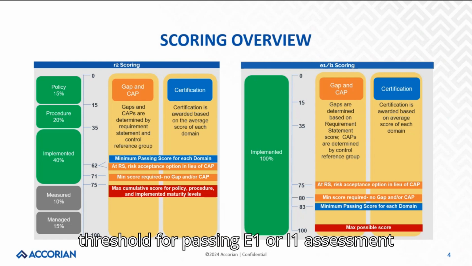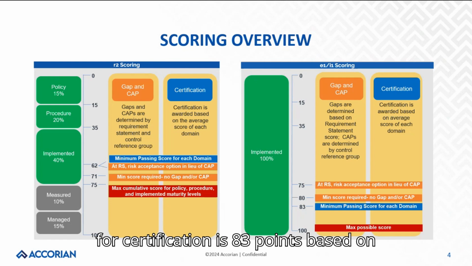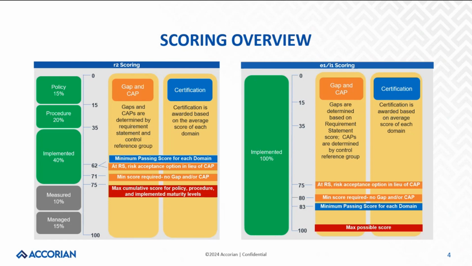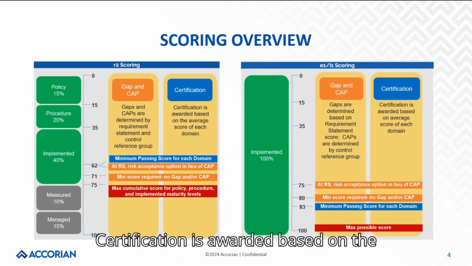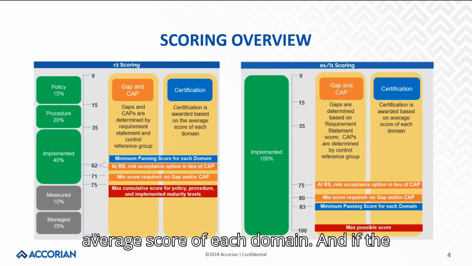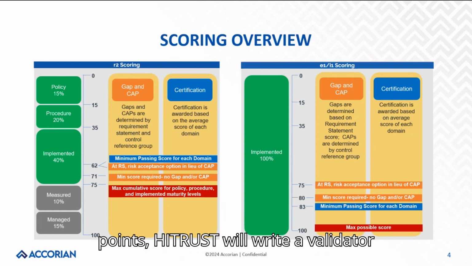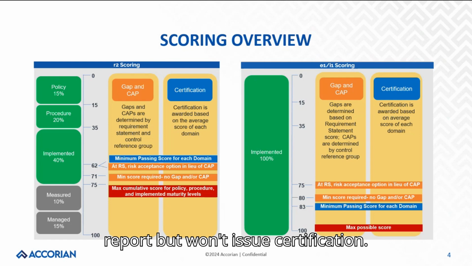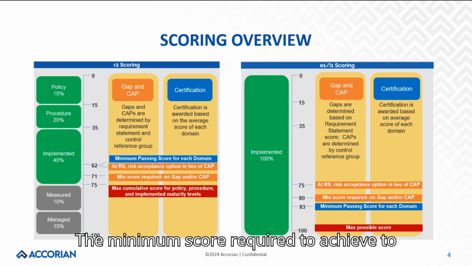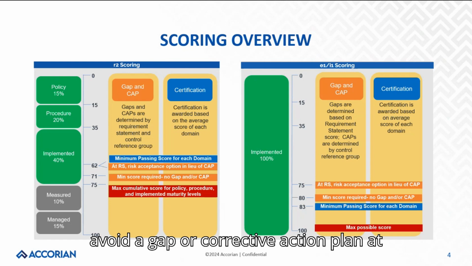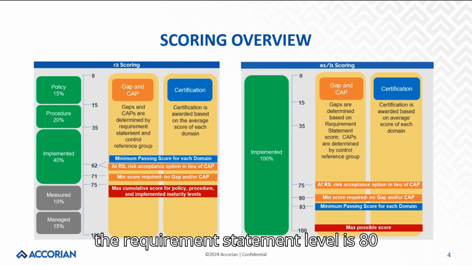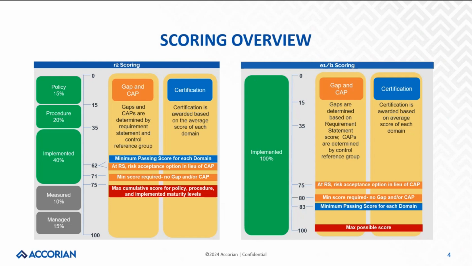The threshold for passing an E1 or I1 assessment for certification is 83 points based on the average score of each domain. Certification is awarded based on the average score of each domain. If the score of any domain is less than 83 points, HITRUST will write a validated report but won't issue certification. The minimum score required to avoid a gap or corrective action plan at the requirement statement level is 80 points.